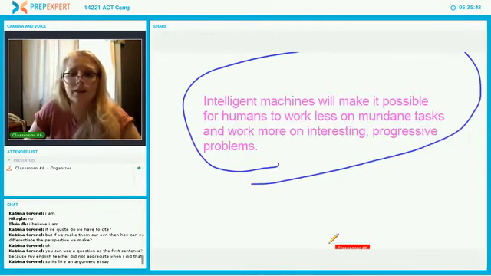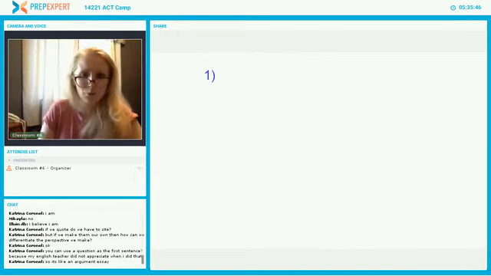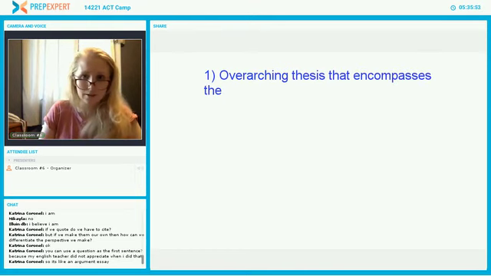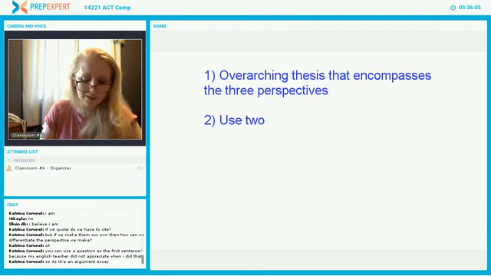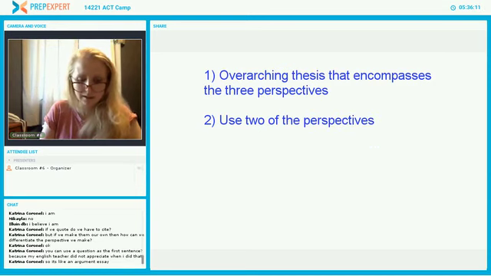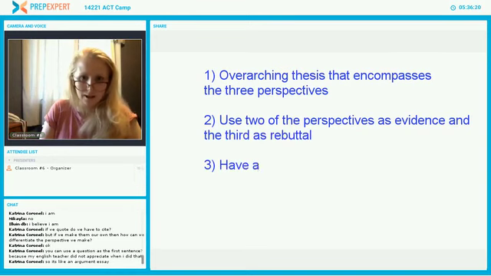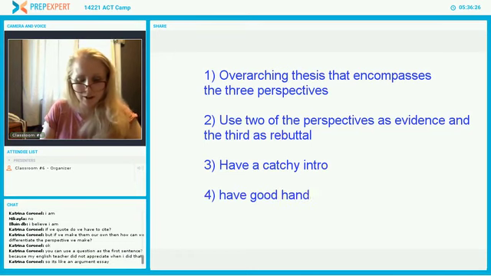So, basically, if I have to sum this up in a couple slides, one is you want to have an overarching thesis that encompasses the 3 perspectives. You want to use 2 of the perspectives as evidence, and the 3rd as rebuttal. Have a catchy intro. Have good handwriting.